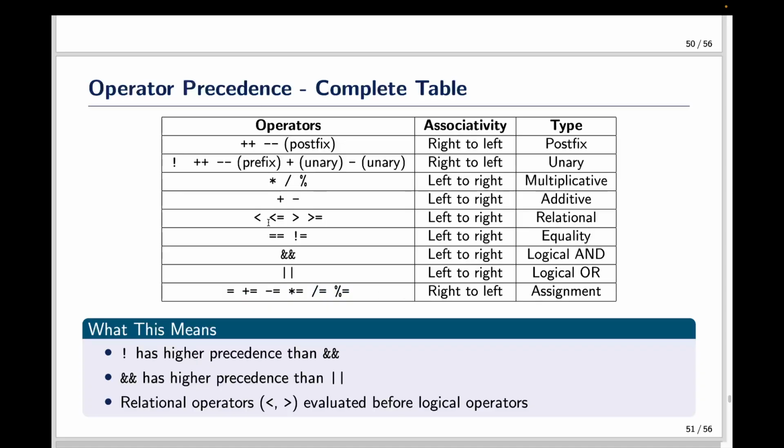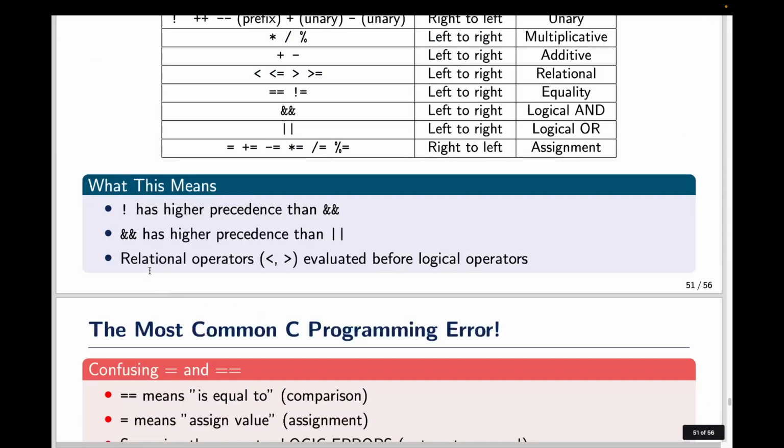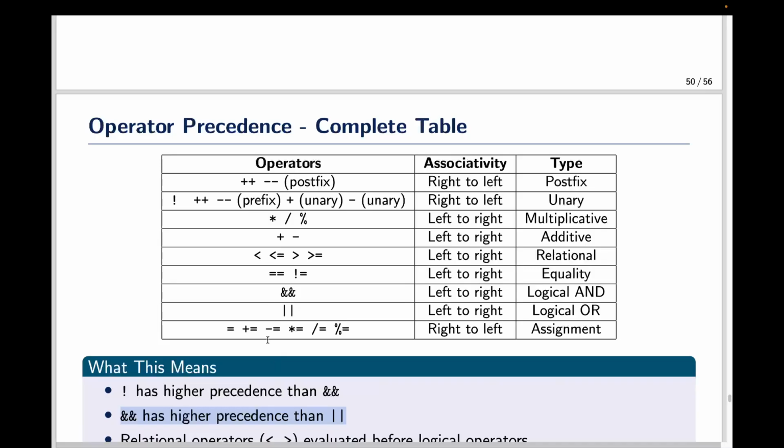So these are the operator precedences, and you can see from this table that the not operator has a higher precedence than the and operator, and similarly and has a higher precedence than the or operator. So now you can easily see that in this command, the ands are going to be evaluated first, and then the or is going to be evaluated. Why? Because and has a higher precedence than the or operator.